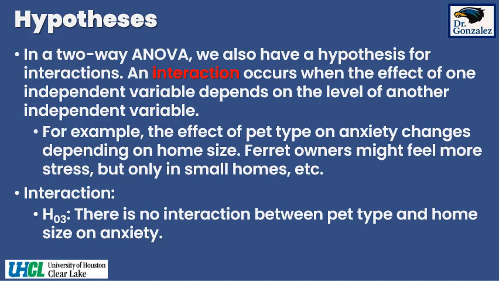So I mentioned on the previous slide, we would have a hypothesis also for something called interaction. An interaction is an occurrence where the effect of one independent variable depends on the level of another independent variable. For example, the effect of pet type on anxiety might change depending on the size of the home. A new ferret owner may feel more stress, but only if the ferret is in a small home. So we want to see if there is any sort of interaction between pet type and home size. It's going to look at all three levels of both of those independent variables. But we have the one hypothesis.